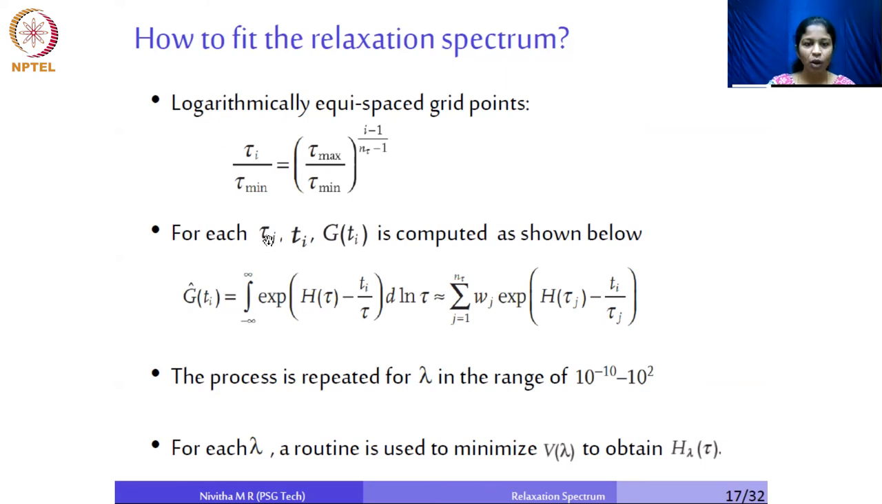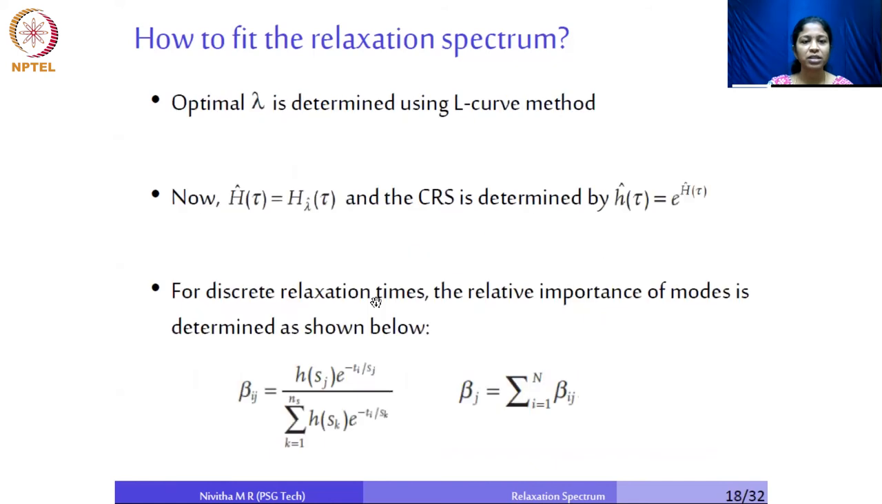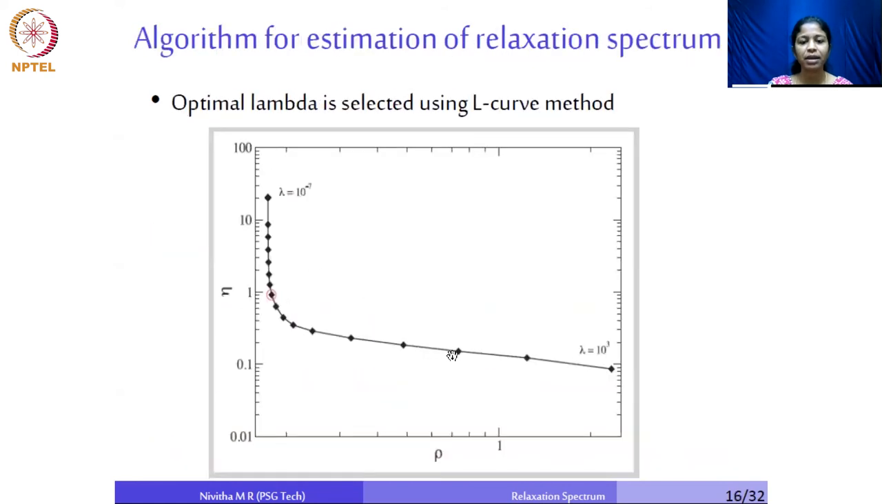Now, for each tau of j, t of i and g of t is computed, basically using the expression that we had explained before. Now, this process is repeated for lambda in the range of 10 to the power minus 10 to 10 to the power 2. Like I said, the range can vary. You can choose any range for this. For each lambda, a routine is used to minimize V of lambda, that is nothing but the cost function, to obtain h tau of lambda. So this is the procedure that is used to find the optimal lambda.